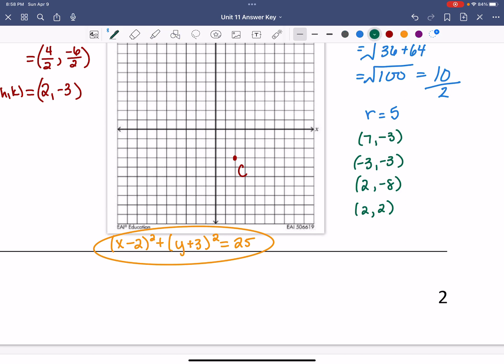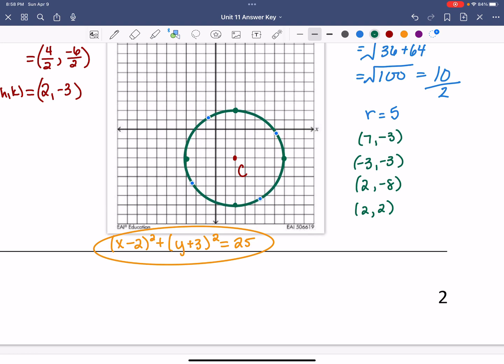I'll start with that one. Whoops. (2, -8). One more up. Then 7. Oop. There. And (-3, -3) here. And then I'm going to go ahead and make my lovely curve as well as I can. And there we go. This is my lovely circle of number 2.